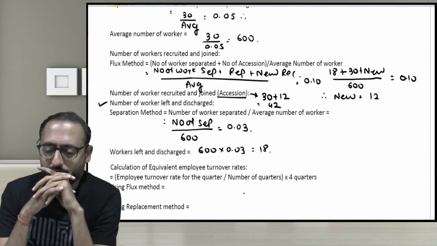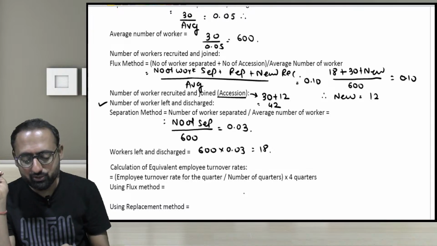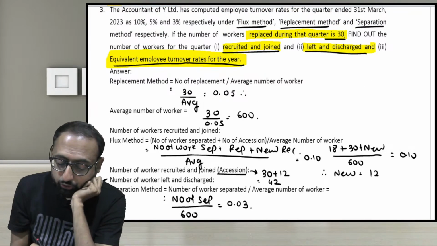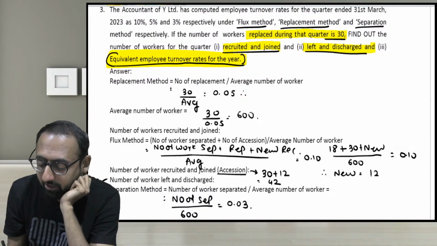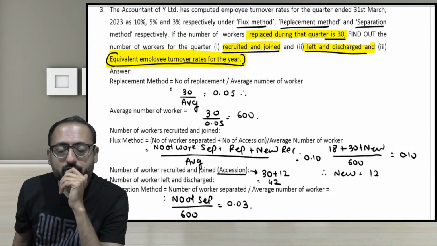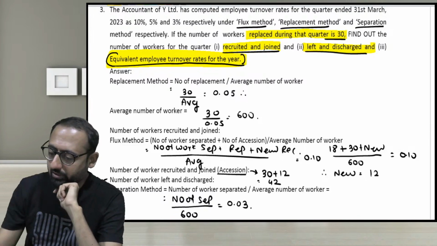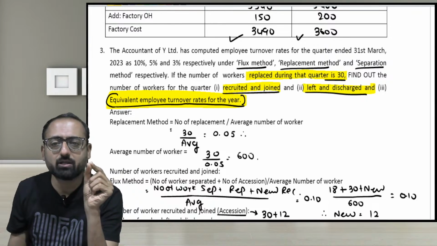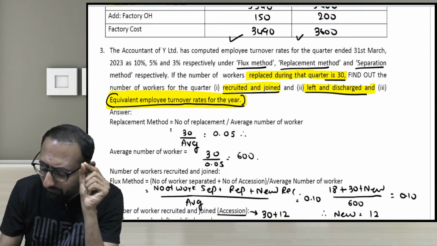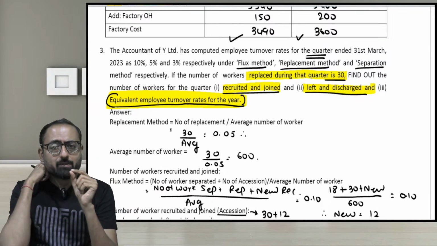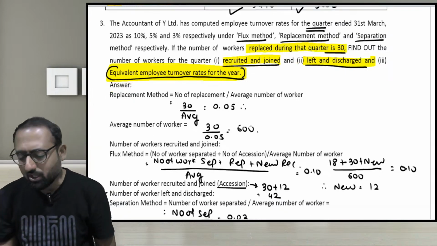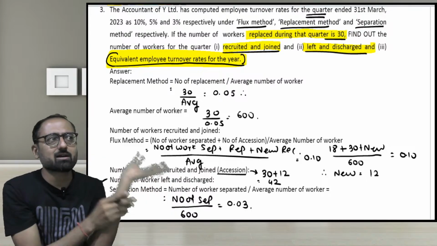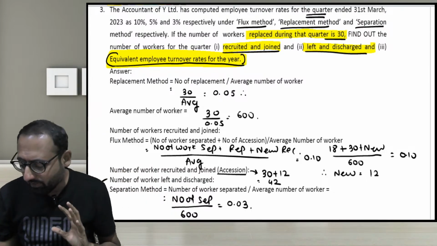Now the next question is very important. If you can read that next question, Prabhu. In that next question, you can check the equivalent employee turnover rate for the year. For this, you'll have to read the question carefully. The data given in the question is for the quarter. Now, I want the equivalent labor turnover rate for the year. If this quarterly data is converted into yearly data, what will be that equivalent turnover rate?